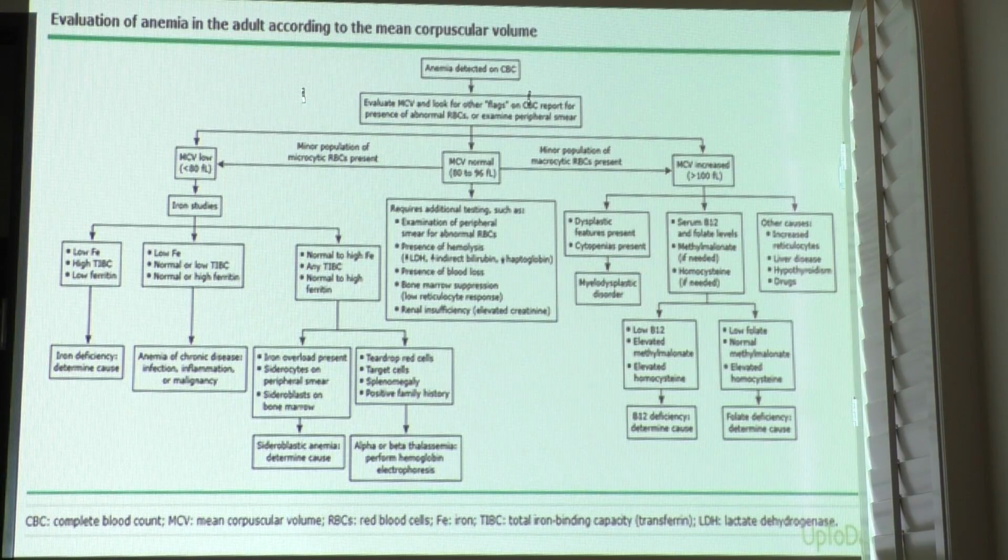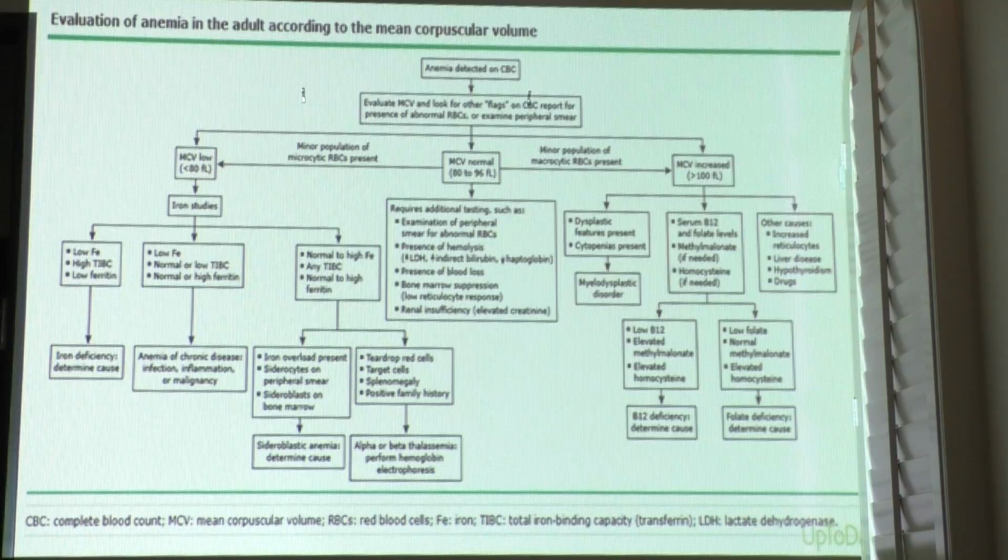And lastly, when you look at the iron studies and they are normal or high, then you send a hemoglobin electrophoresis, because that's when you may be dealing with sideroblastosis. You need to do a bone marrow just to determine the cause. Or you can be dealing with some of the thalassemias, and that's why you send the hemoglobin electrophoresis, to be able to narrow down the diagnosis.